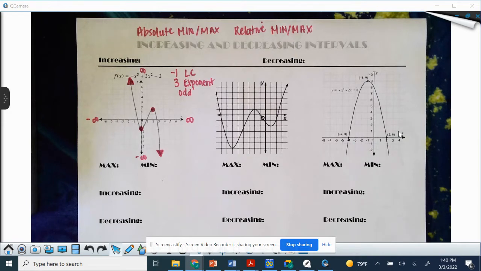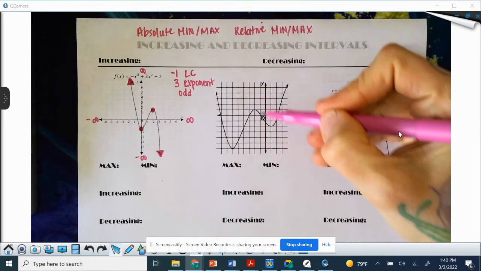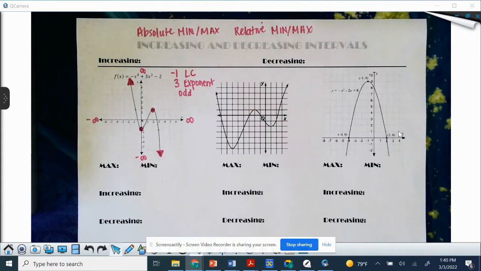So if it's a multiple curved graph, you can have more than one relative min or relative max. Absolute min and max is definite. It's only one of them. It is absolutely the highest or the lowest point of this graph. No other options. Absolute means no question. Nobody can ask you more questions about it. It is a fact. Can't argue it. Relative means it depends on which section you're looking at.